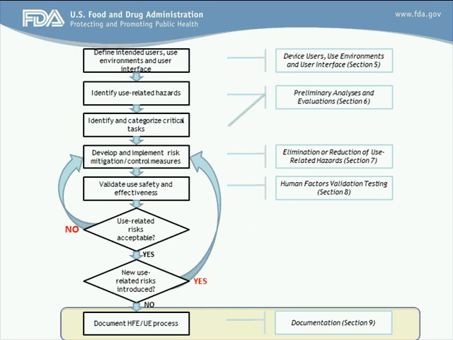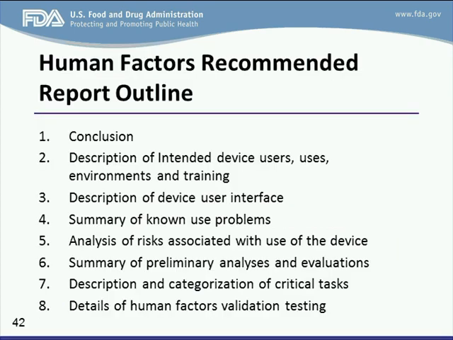So now you have your testing done, and last but not least, you should document your human factors process and human factors testing into a document and include it as a part of your pre-market submission. And to make that process more effective and consistent, the human factors guidance includes a human factors report outline. And we truly believe that this outline follows the order of how human factors should be incorporated as part of the design control process.